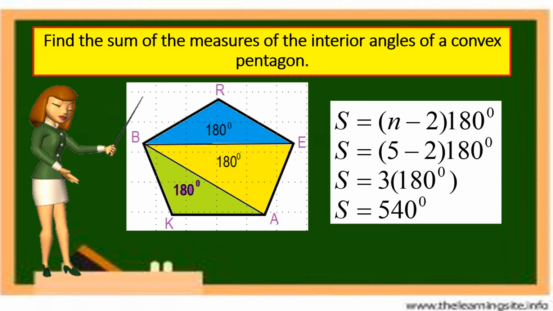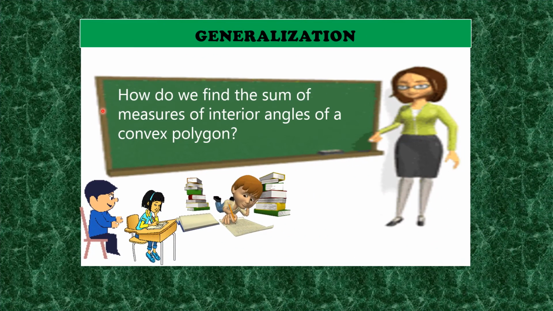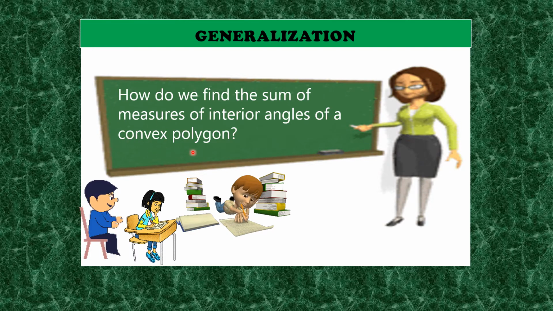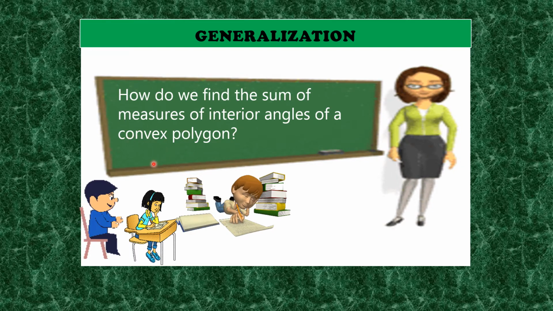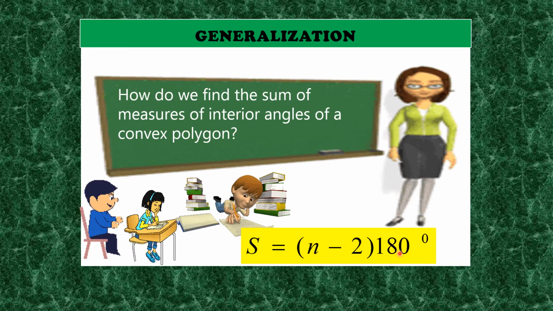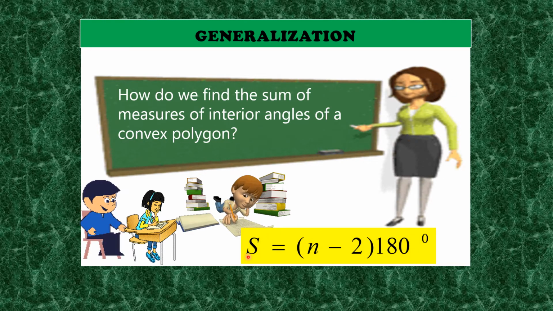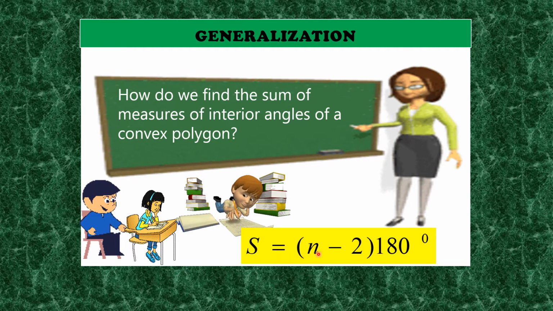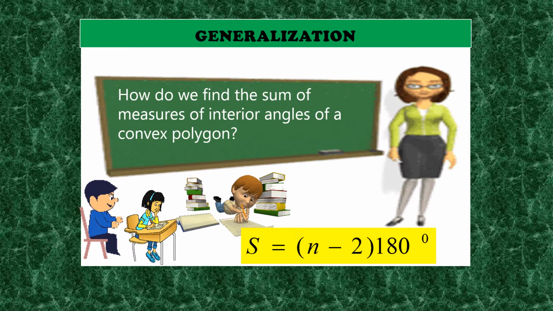degrees. How do we find the sum of the measures of the interior angles of a convex polygon? The formula is S equals N minus 2 times 180 degrees, where S is the sum of the measures of the interior angles of a polygon and N is the number of sides.